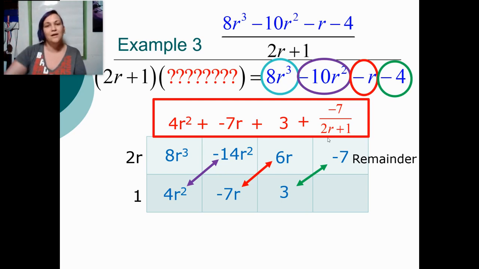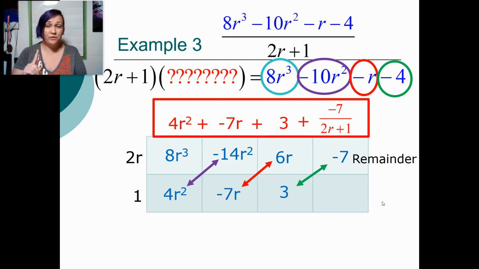So if you have a remainder, there will be a not so pretty fraction written at the end of your answer. And again, best case scenario, you should have written 4r squared minus 7r plus 3 over here. You could even do minus 7 over 2r plus 1. If you want to take that negative sign and put it in front, that's fine too. This is my final answer.